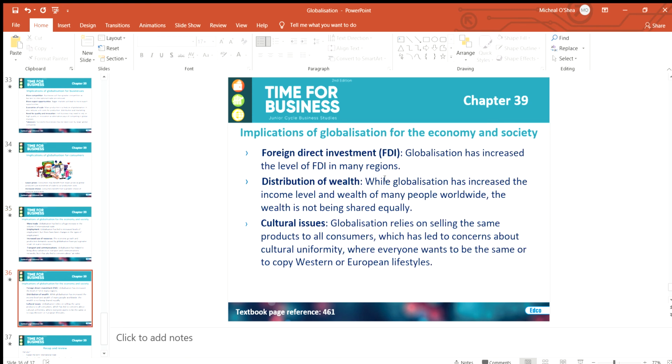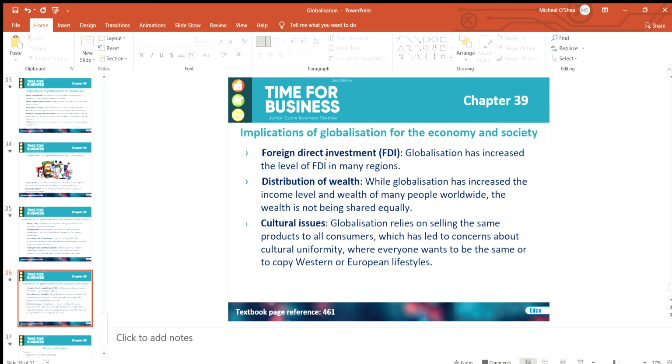Last slide. So what else does it mean for the economy and society, for businesses going global? Foreign direct investment, and nowhere is that more visible than Ireland. So a lot of those big companies, Microsoft are in Ireland, Apple are in Ireland, Google are in Ireland. So all of these companies are global companies, and they have directly invested their money. So it's foreign direct investment into Ireland to open up offices here. So it's been a huge part of the economic growth in Ireland.